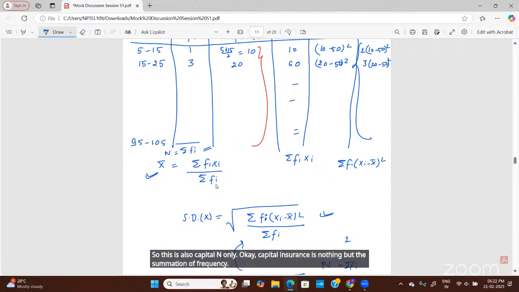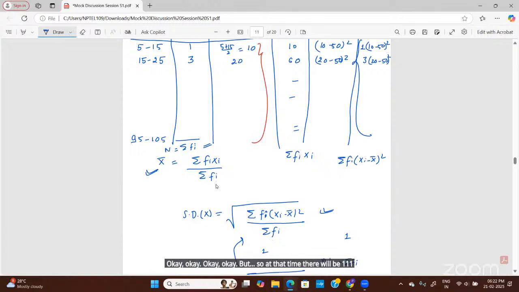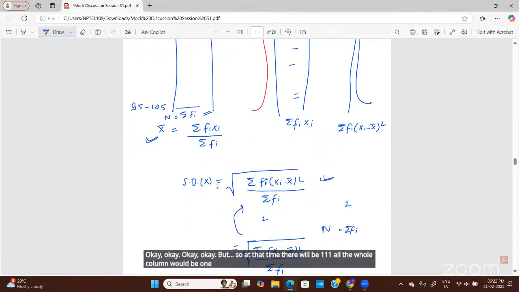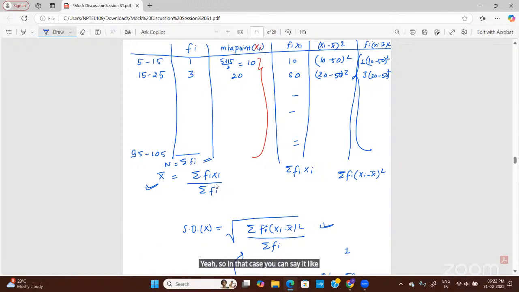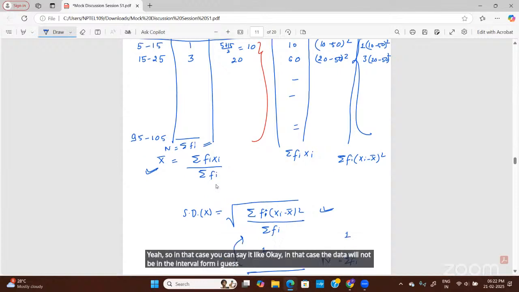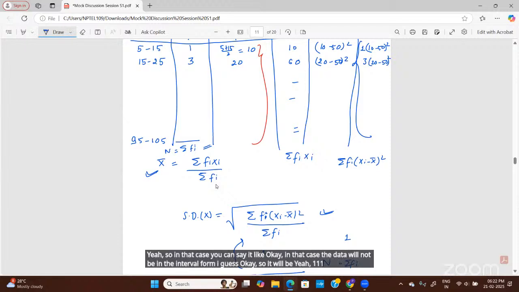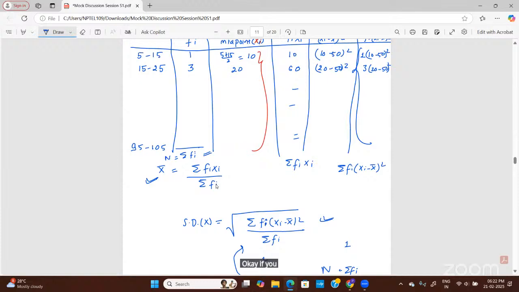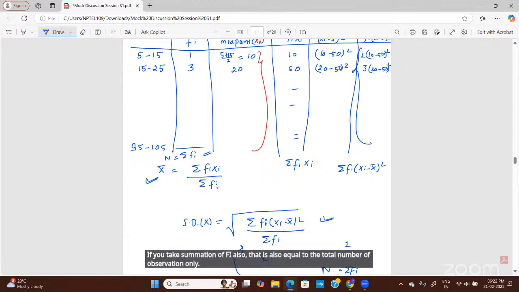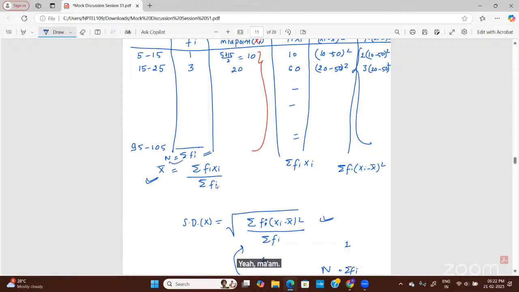At that time there will be 1, 1, 1, 1, 1, 1. The whole column would be 1 because there is no frequency. In that case, the data will not be in interval form, I guess. Or you can say it is the total number of observations if you count it. If you take the summation of fi, that is also equal to the total number of observations only. These two are the same thing, not different.